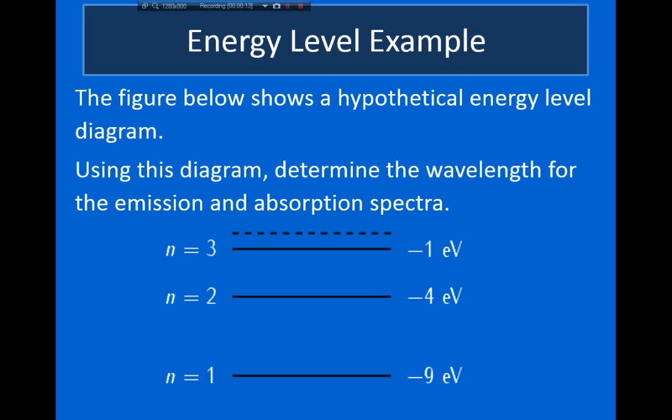In this first example, we're given an energy level diagram for some hypothetical atom, and we're asked to calculate the wavelength of the absorption and emission spectra for this atom.